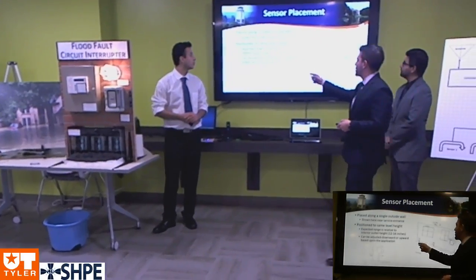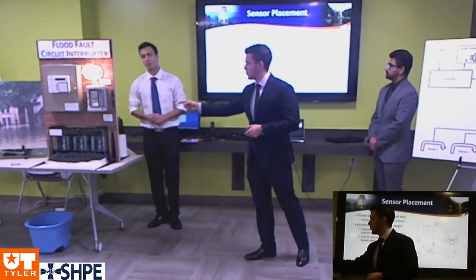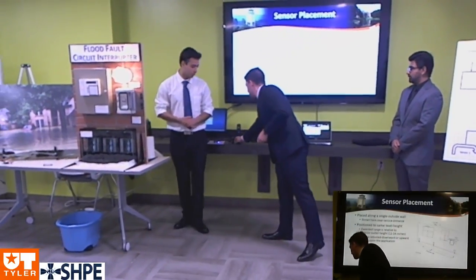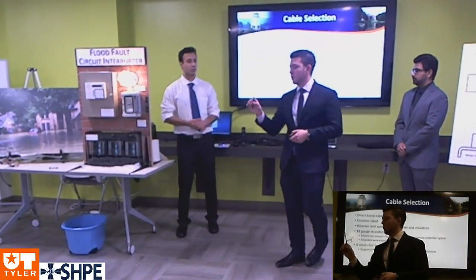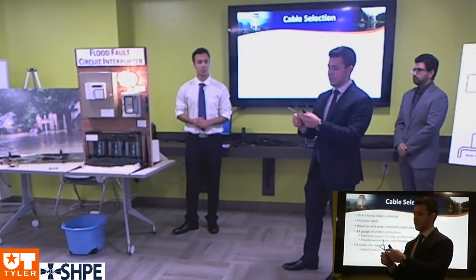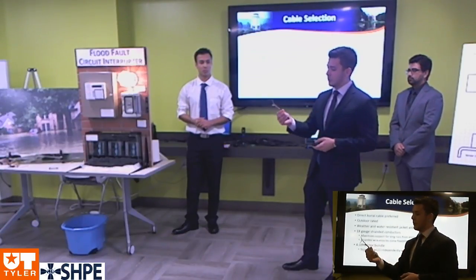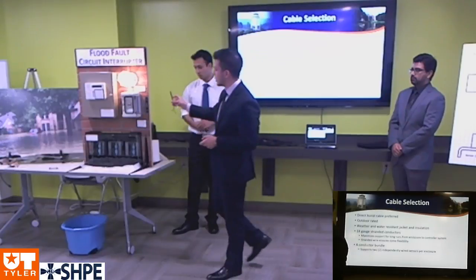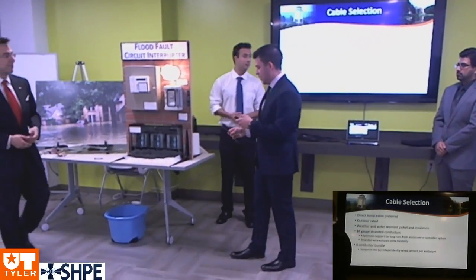So the way we connect these boxes back to the logic and controller, we had to choose a cable that was rated for these purposes. So we chose a cable that was waterproof, weatherproof, and direct buried. And this cable has 4 conductors per bundle. Now we connect these back to the logic, and now we're going to talk about how these logics work.